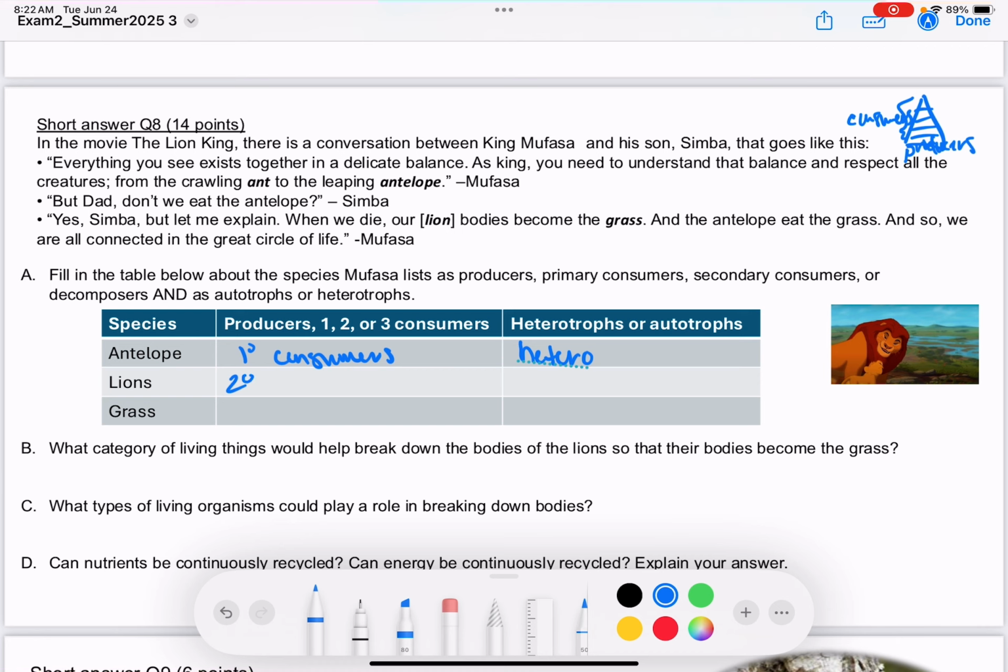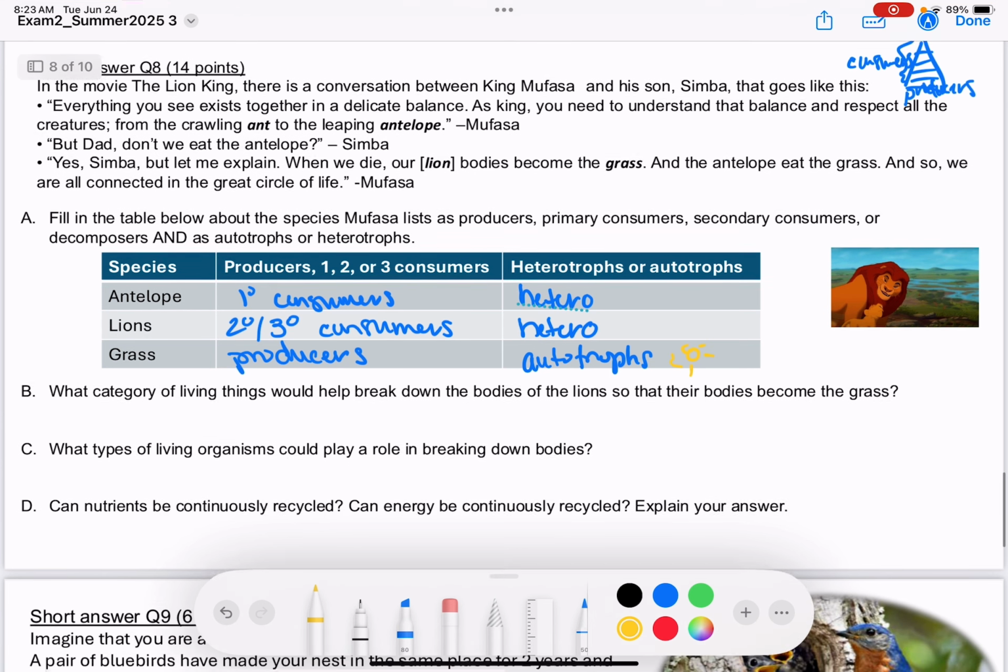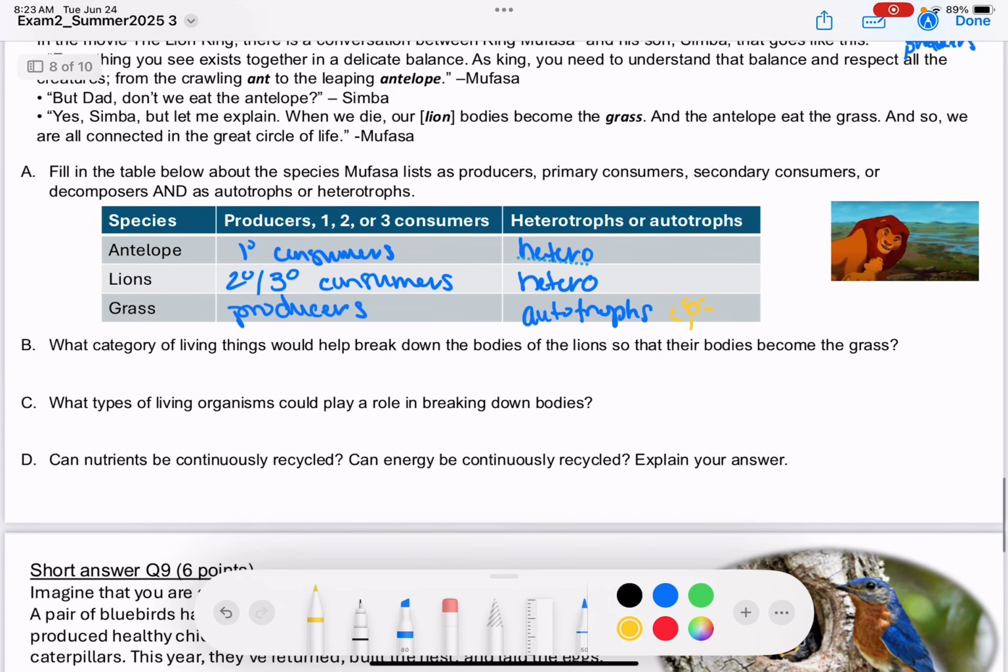The lions, you could have either said secondary or tertiary consumers. I accepted both answers there. And again, they're heterotrophs. They're going to be eating the antelope. And then the grass is the producers, so they are going to be autotrophs. They use the nutrients in the soil that have been broken down by the lion bodies, but they use energy from the sun, right, to actually grow and get energy.